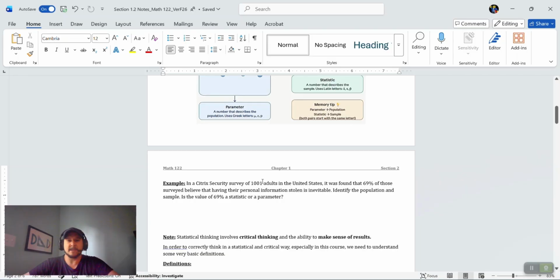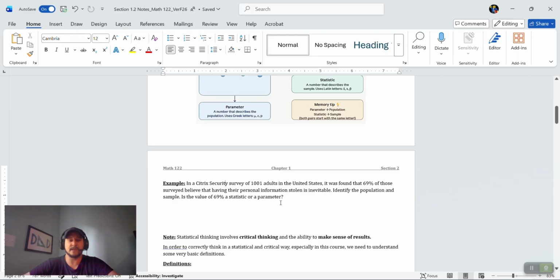All right, now anytime we get information about the sample itself, that is a statistic. Okay, so it says here it was found that 69% of those surveyed believe that having their personal information stolen is inevitable. All right, so we identified the population and the sample, and 69% would be a statistic. Now, the reason why it's a statistic versus a parameter is because the 69% corresponds to the 1,001 adults. This might not actually be true about the entire adult population in the United States. This is some evidence, but not necessarily proof of that.